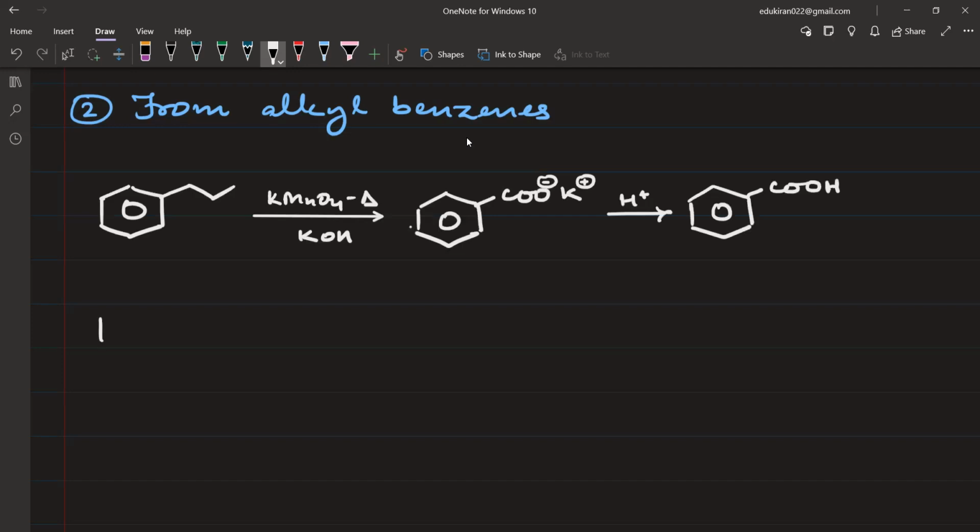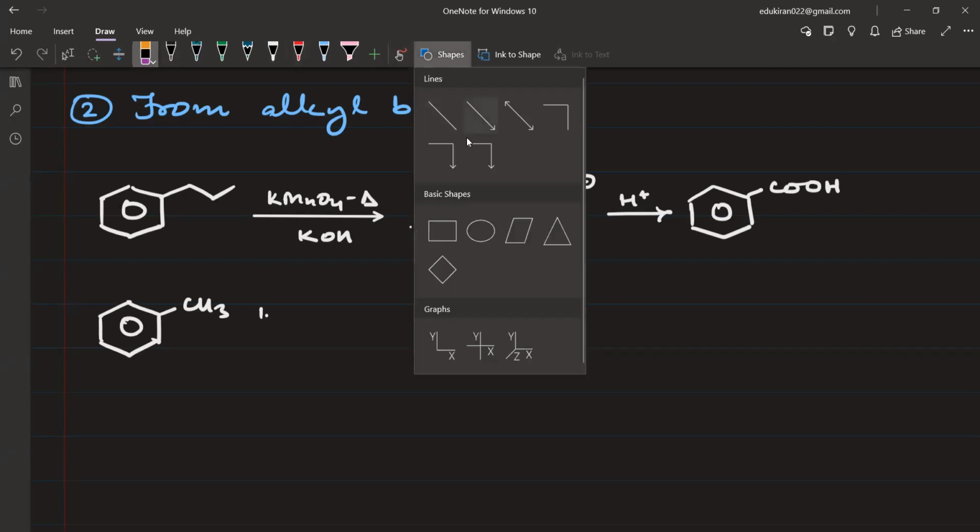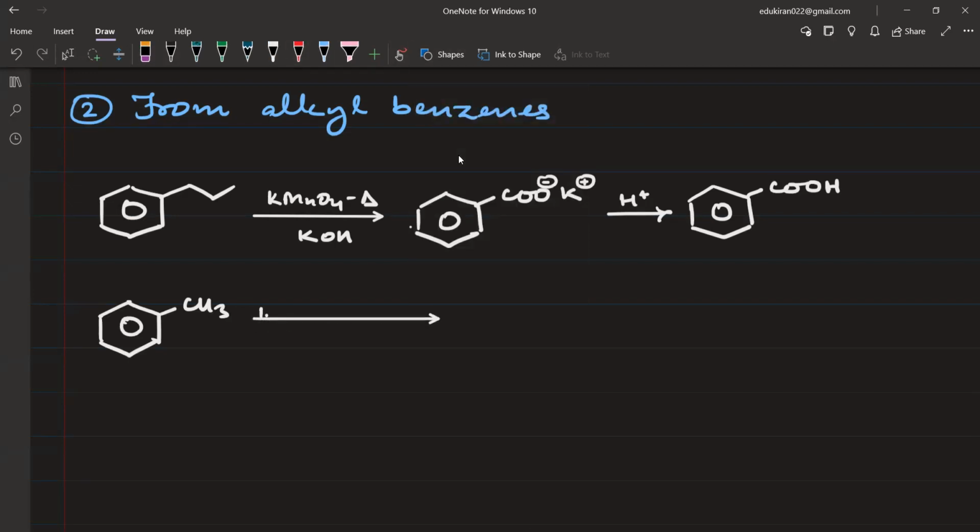Okay, so it doesn't matter even if you have only a CH3. First step is KMnO4, KOH, and heat. Second step is H3O plus or acid hydrolysis, and you are going to get COOH.